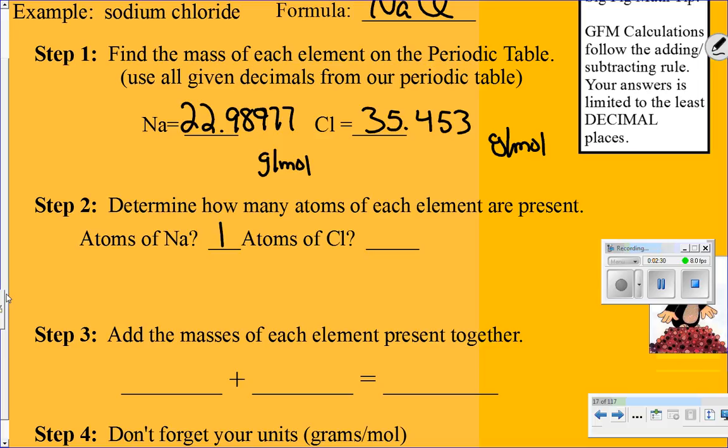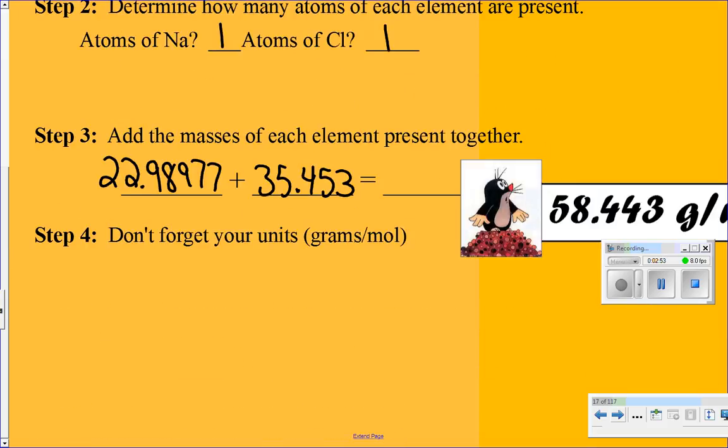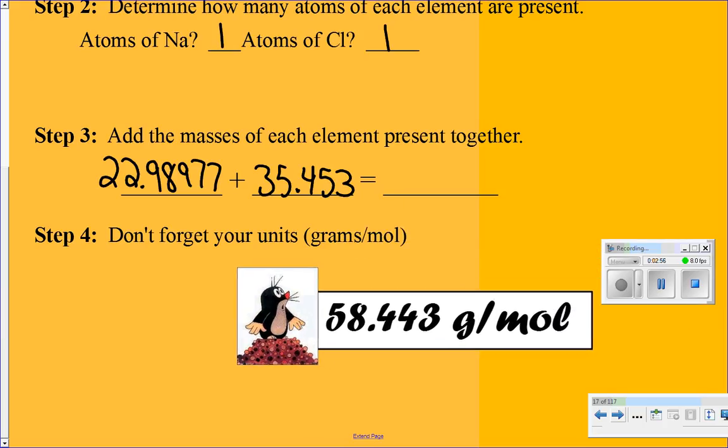NaCl has 1 atom of sodium and 1 atom of chlorine in it. So all we really have to do is add these two numbers together. So we're just going to add 22.98977 plus 35.453. And when we add these up together, remember, we're just going to be able to keep the least number of decimal places we have. When we add these together, we get 58.443. And you're able to keep 3 decimal places here because we are limited by these 3 decimal places right here. And keep in mind, this is in the unit of grams per 1 mole.